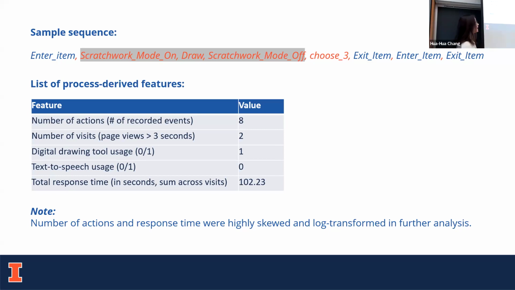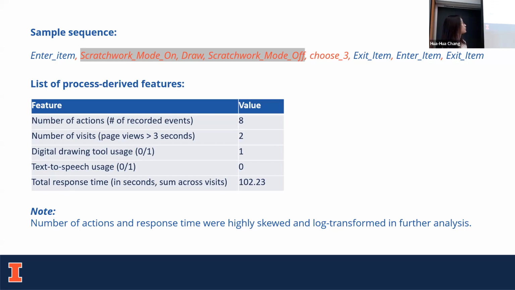In this case, the student had 2 enter items, meaning that they entered the question twice. So that's 2. We also derived some indicator variables, like whether the person used digital drawing tools. So in this gray part, we see the student did use scratch work on this question. So that's 1. But they didn't use text-to-speech, right? So that's going to be 0.